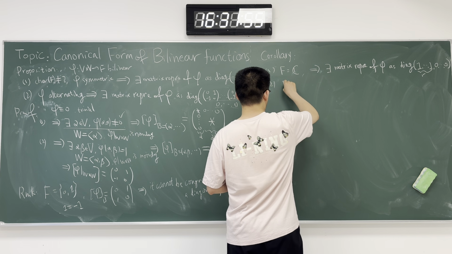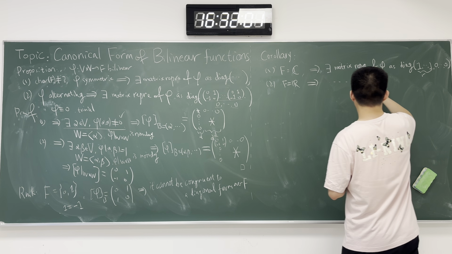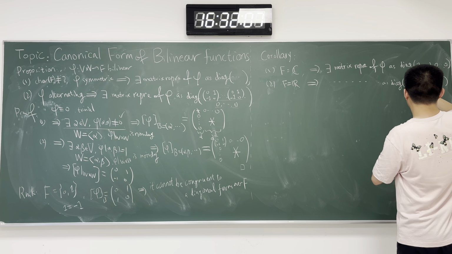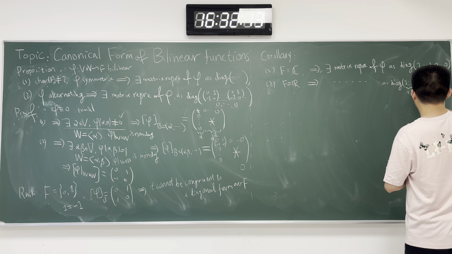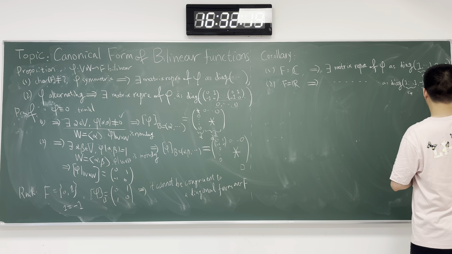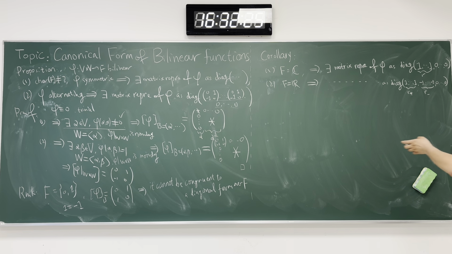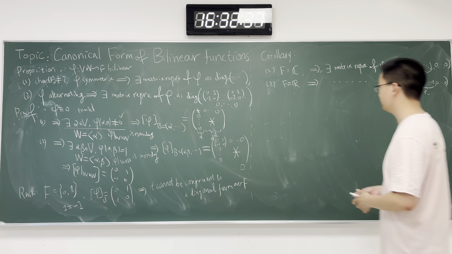And similarly, if we take our field to be the field of real numbers, then there is a representation of phi as a diagonal form, with some 1s, say r plus of them, some minus 1s, say r minus of them, and some zeros. This is since any element in R can be written as a sign multiplied by a square. Okay. Now the important remark is the following.